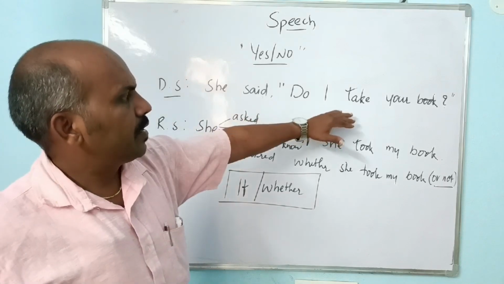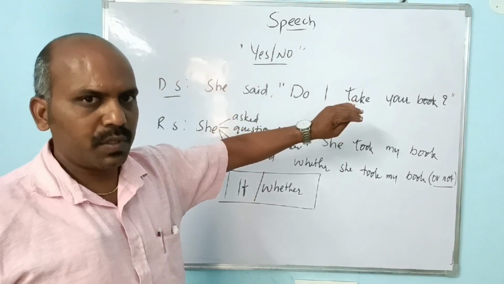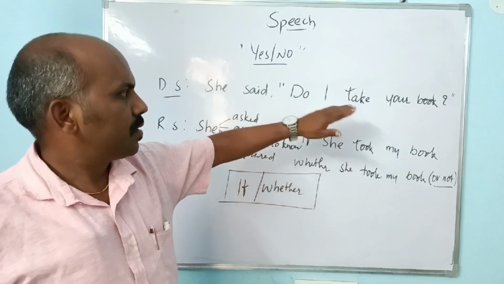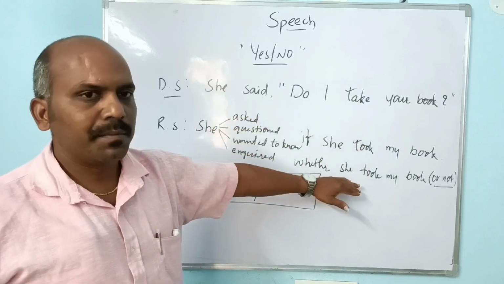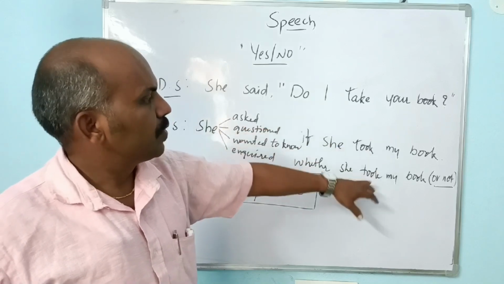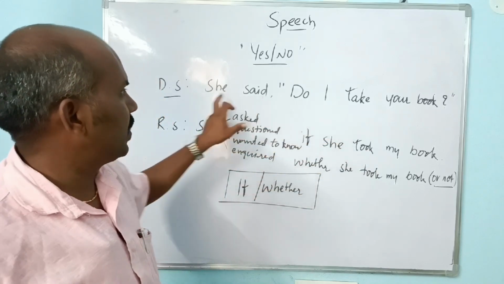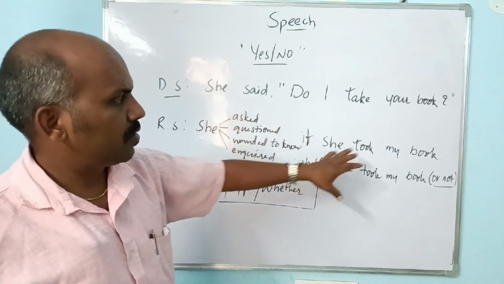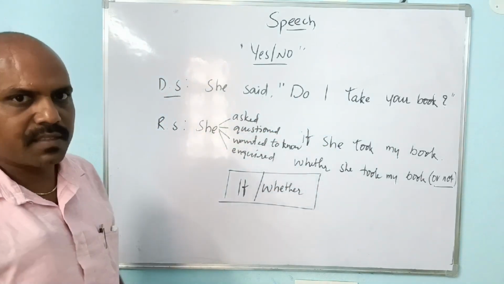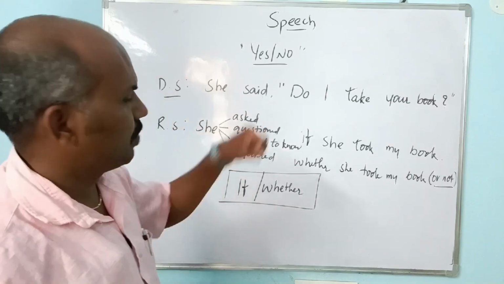"Do I take your book?" is in the simple present tense. According to the rules, simple present tense changes into simple past. That's why I have changed take into took, as I refers here to she. She took my book. Your book means here my. So it's one example of a yes or no question in simple present tense.